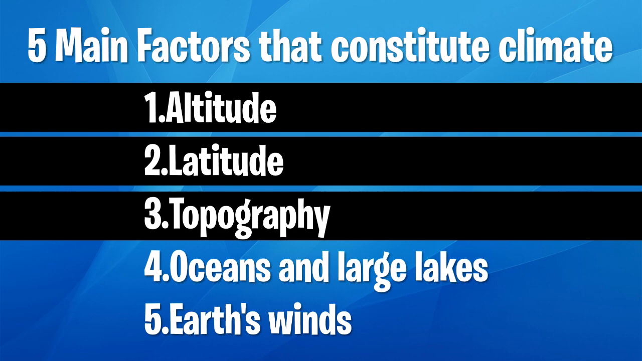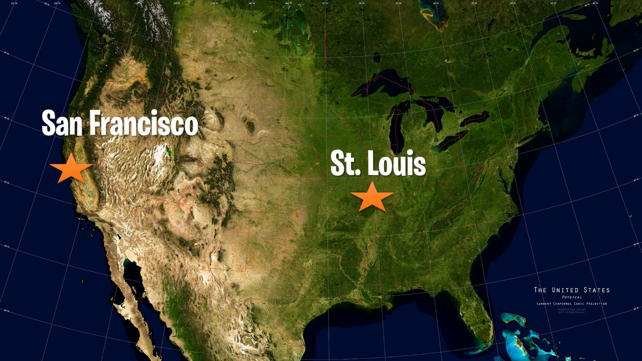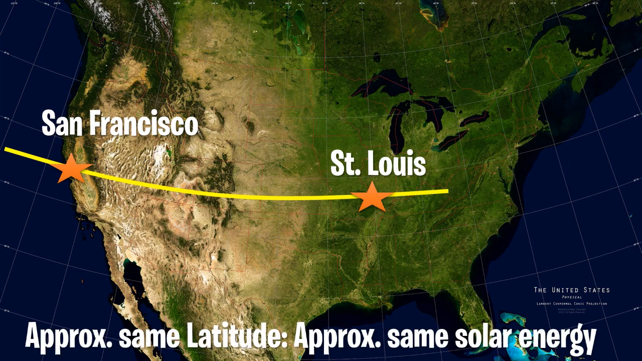The next one we're going to look at is oceans and large lakes. This is an interesting one because it seems to contradict everything we've covered so far. You can see in this map that San Francisco and St. Louis have the same exact latitude. They're on the same line. Now, what would that tell you? Well, simply put, it would tell you that they must get the same amount of sunlight. So they should have very similar climates, right? Well, it's actually very different.